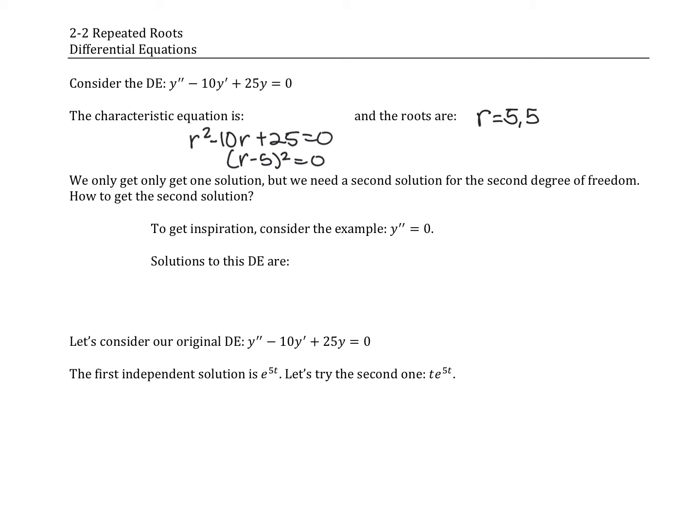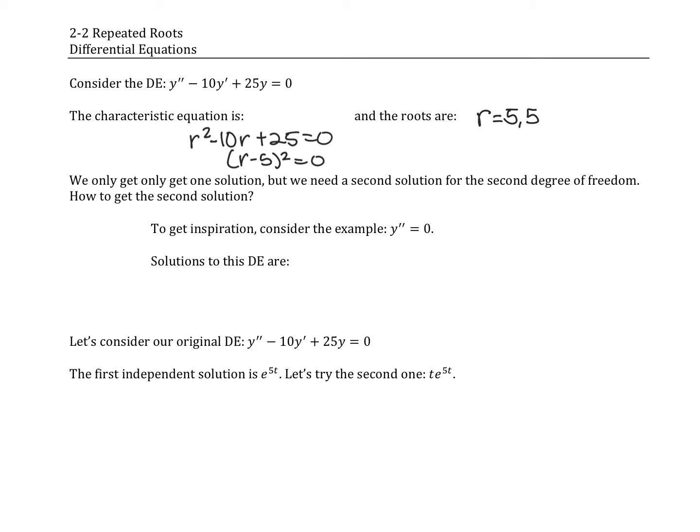Now, how do we get the second solution? Because we can't write C1 e to the 5t, C2 e to the 5t, because that's the same thing. We don't have anything unique in that situation. So let's consider the example of y double prime equals 0. Without solving, could you come up with 2 solutions to this differential equation?